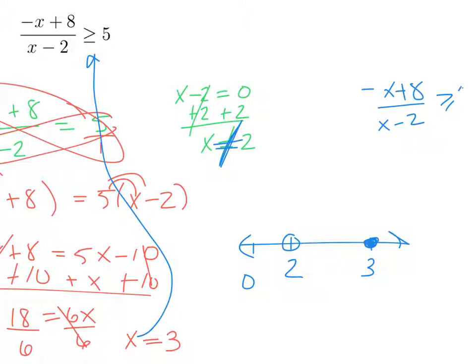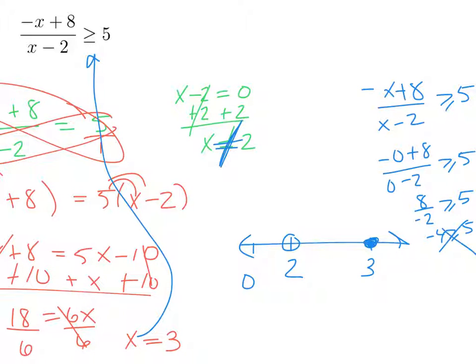and see if it makes the left side greater than or equal to 5. So it'll be negative 0 plus 8 over 0 minus 2 is greater than or equal to 5. That'll be 8 over negative 2 is greater than or equal to 5. That's negative 4 is greater than or equal to 5. That is not true. So I'm not going to shade where 0 is. 0 is over here. I'm going to shade in between.